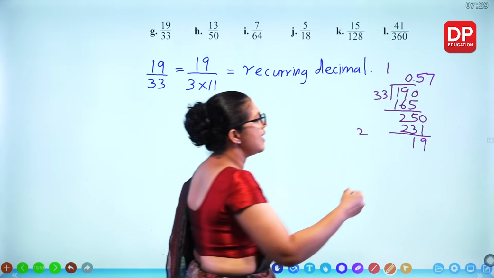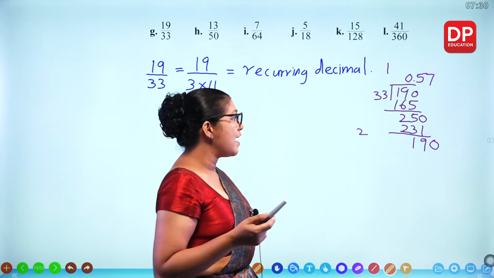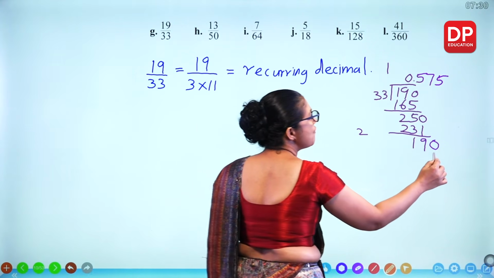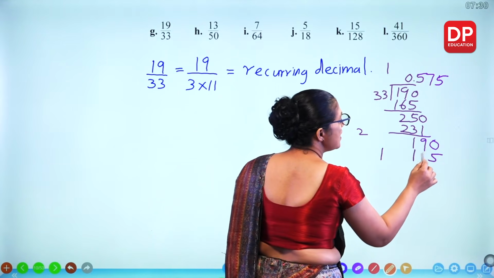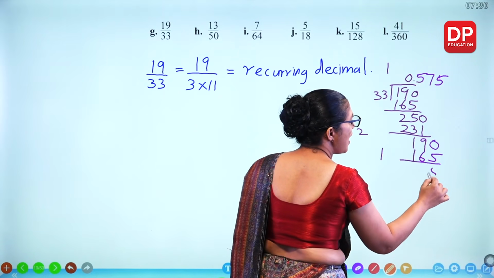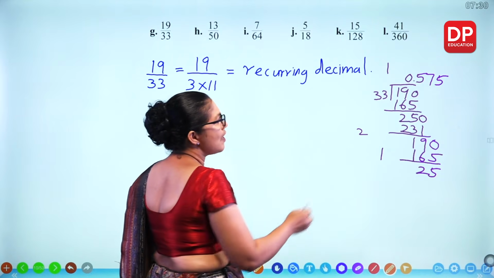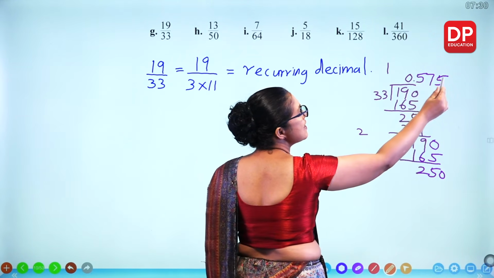19. Again, now see how many 33 is 490. When you multiply, you get 5. 5 times 3, 15. 1 remaining. 5 times 3, 15 plus 1, 16. When you subtract, you get 25. Now, can you see it's repeating again, 257.